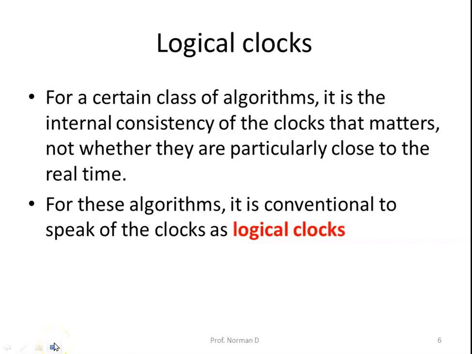So finally, coming to the definition of logical clocks. For a certain class of algorithms, it is the internal consistency of the clocks that matters, not whether they are particularly close to real time. For this type of algorithm, it is conventional to speak of the clocks as logical clocks. Now with this, we are back to our original question: whether it is possible to synchronize all the clocks to produce a single unambiguous time standard.